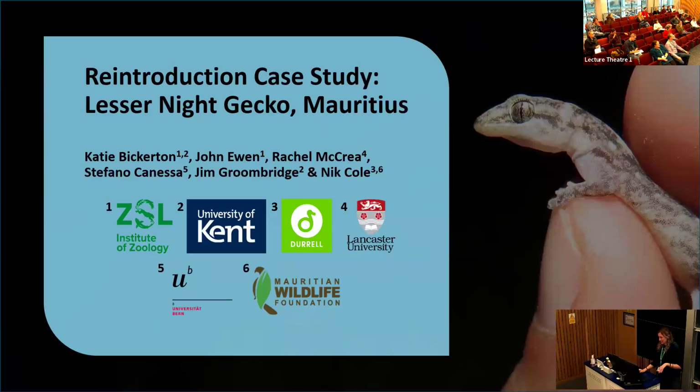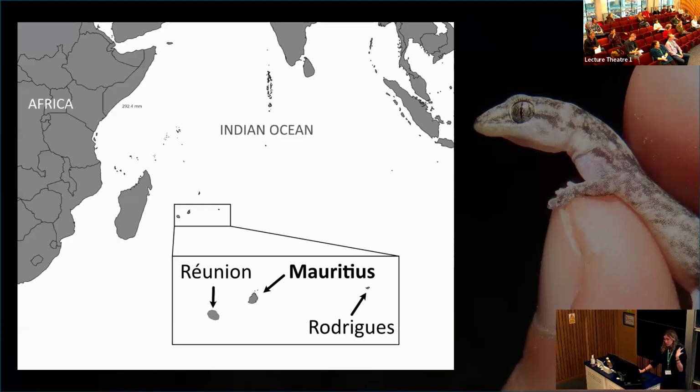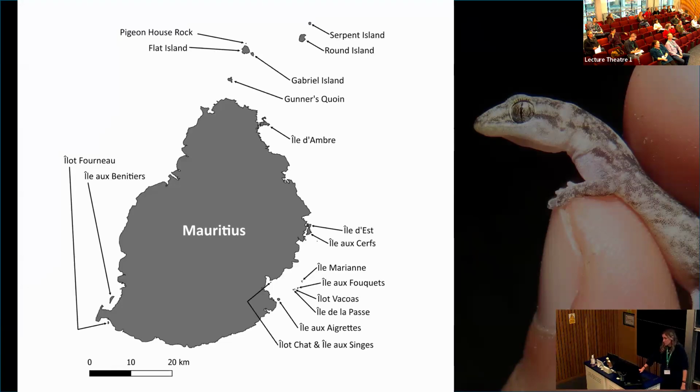So this was essentially my PhD project. I was supervised by Rachel, among many others. It was a massive collaborative effort with lots of different charities, including a Mauritian charity, and I was looking at the lesser night gecko. Mauritius, for those of you that don't know, is in the Indian Ocean on the other side of Madagascar, and I was focusing on this tiny island up here.